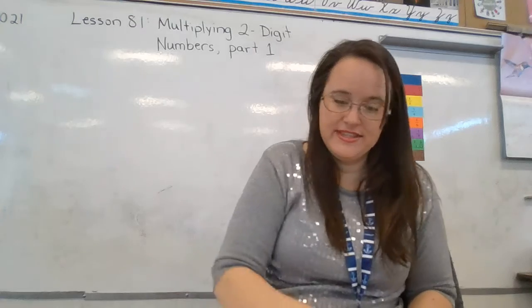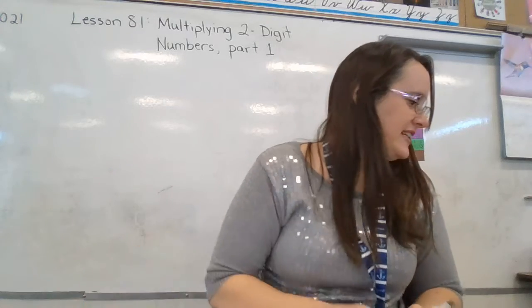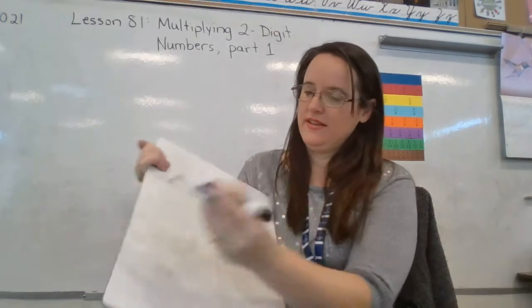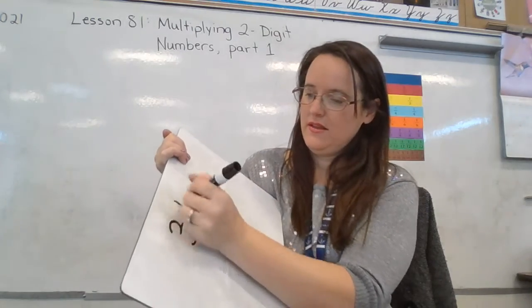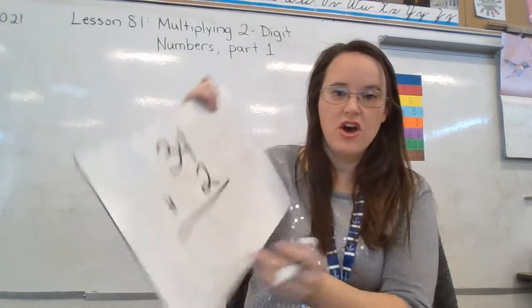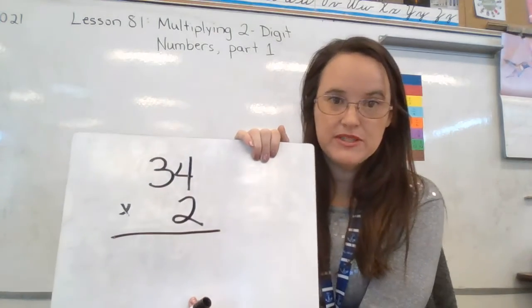Okay, I have another example for you here. A ticket to the amusement park costs $34. How much would 2 tickets cost? So we're going to multiply.